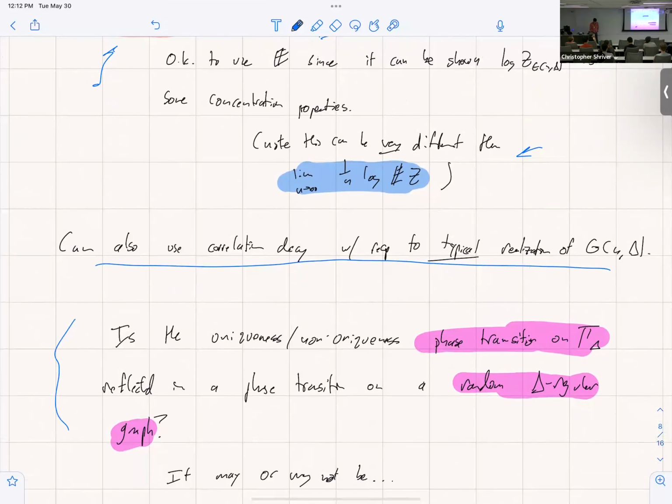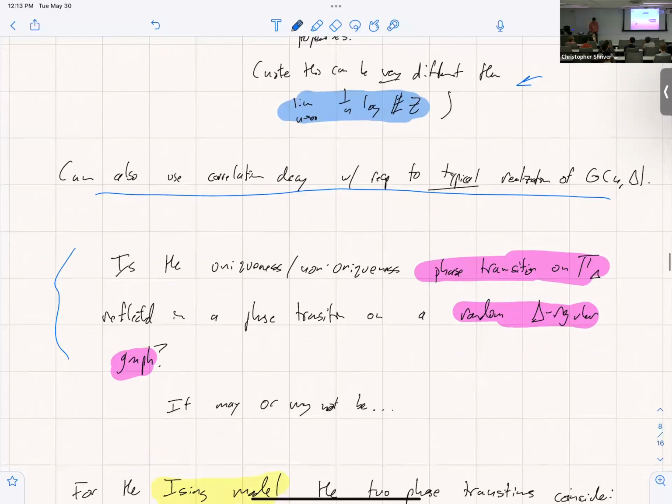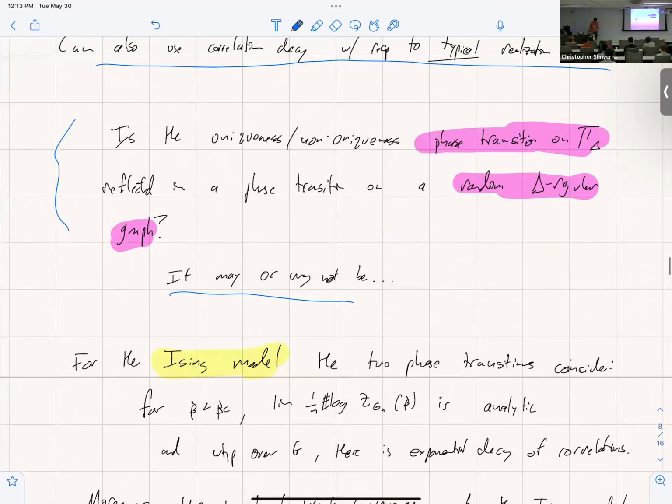Okay, so we have this infinite tree where we understand the phase transition in the uniqueness, non-uniqueness sense. Now we have this model of a finite graph that looks like a tree locally. So we can ask: is the uniqueness, non-uniqueness phase transition on the tree reflected in the phase transition that happens on the random graph? Pretty good question. And the answer, again, is complicated. It may or may not be. Okay, so let's see both cases.